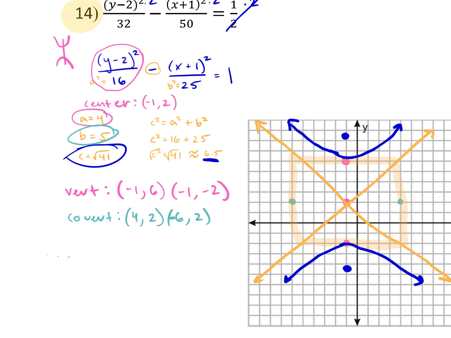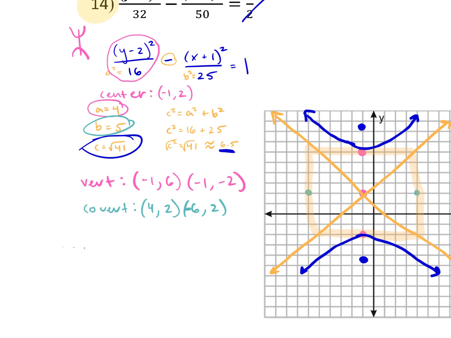So our foci would be about there. Since we went up and down for our foci, we will add and subtract it to the y in our center because we went up and down. So we're going to add and subtract square root 41. So my foci is going to be -1, 2 plus or minus square root 41.